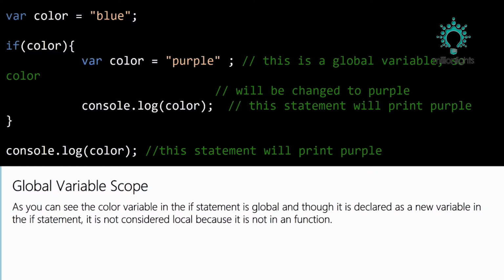What I have here right now is the variable. It's just a simple color, and it's blue. Inside the if statement, I've initialized a new color variable, and what happens is it's pretty much just overriding the original one. So now the color of the whole code is purple instead of blue. And when you console log, which is pretty much like printing, for those who don't know, every time it's going to print purple instead of blue.